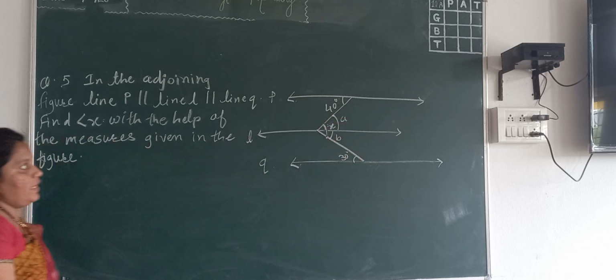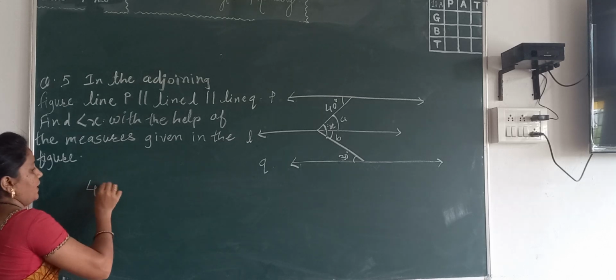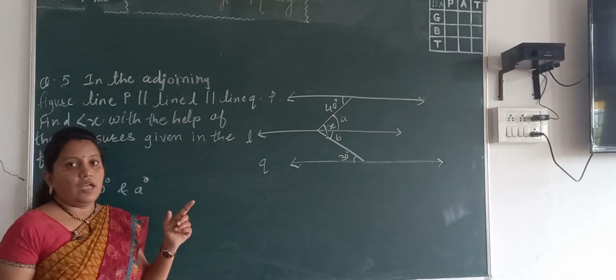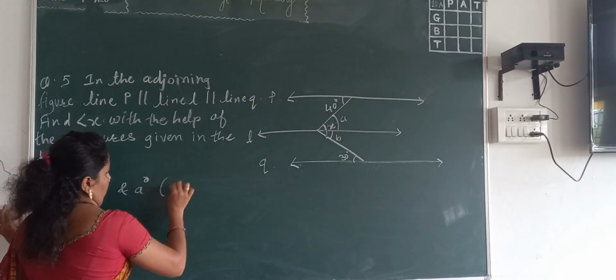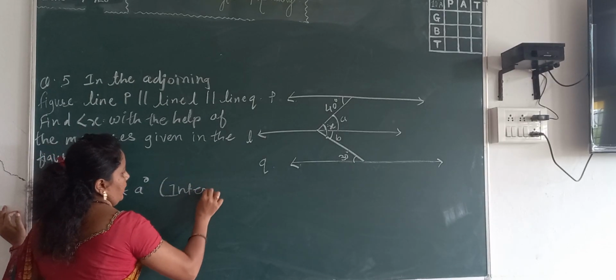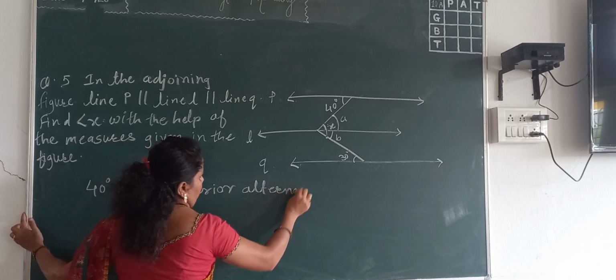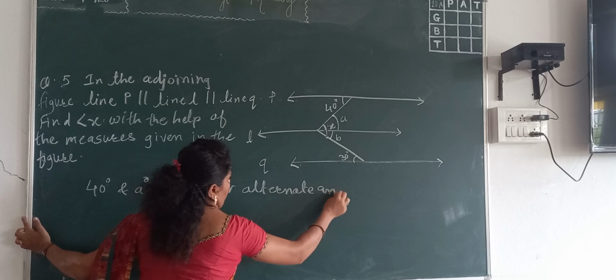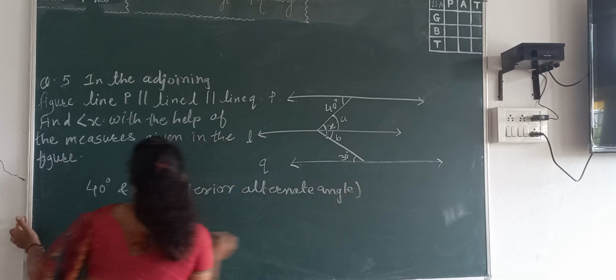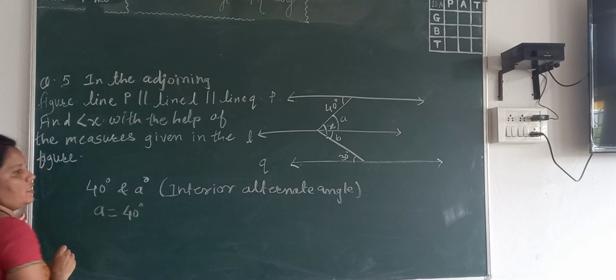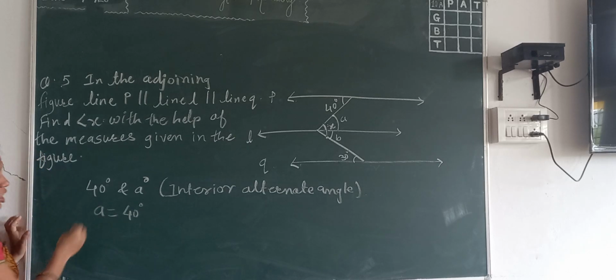Then 40 degrees and angle A are interior alternate angles. Then the value of A will be 40 degrees because interior alternate angles are congruent.